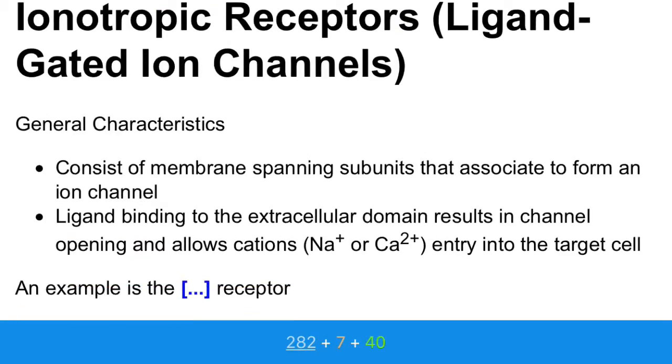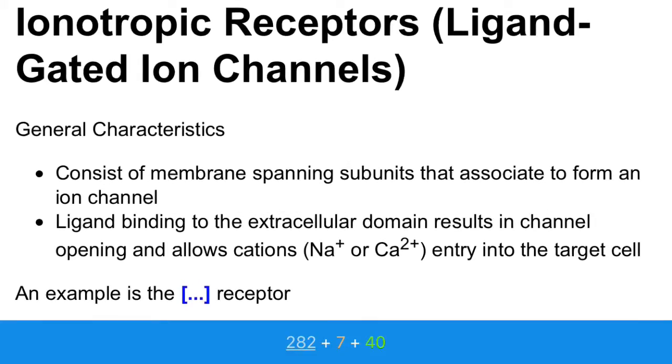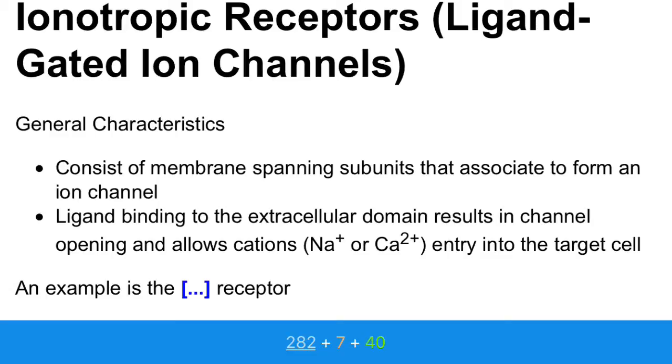All right, ionotropic receptors. Ligand-gated ion channels. General characteristics. Consist of membrane-spanning subunits that associate to form an ion channel. That's right, they do subunits, like alternating alpha gamma or something. Ligand binding to the extracellular domain results in channel opening and allows cations, sodium or calcium, entry into the target cell. An example is the, okay, can we remember?